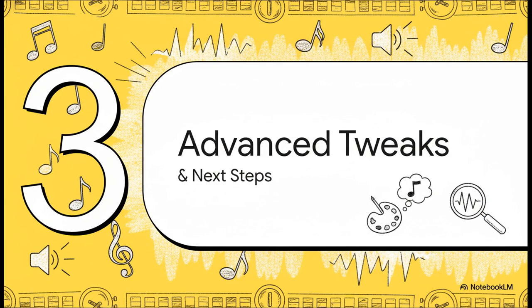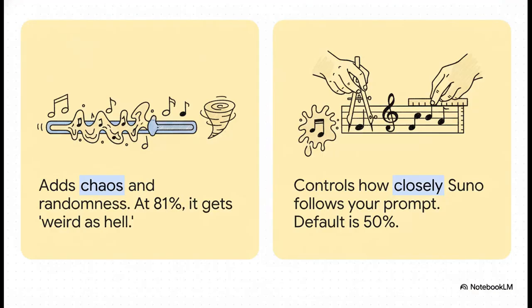All right, you've pretty much mastered the basics of simple and custom modes. For this last part, let's quickly look at a couple of advanced settings and then what you do after your song is actually finished. Okay, so you'll see these 2 sliders. Now, honestly, the best advice for a beginner is to just leave these alone at 50%. But if you're curious, the weirdness slider does exactly what you think. It adds randomness. And the original source put it perfectly. If you crank it past 81%, things get weird as hell. The style influence slider just tells Suno how much to stick to your prompt. More influence, more control for you.